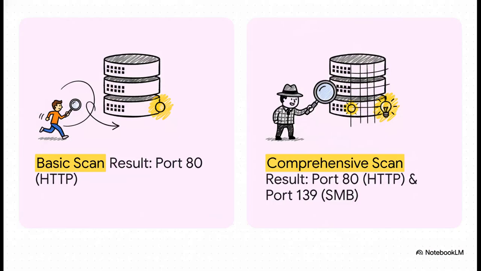And this right here illustrates the entire mistake perfectly. On the left, that's what you get from a basic quick and dirty scan. On the right, that's what a comprehensive, thorough scan turns up. The difference is just one single overlooked port, port 139, the SMB service. This is our aha moment. This is the whole thing.